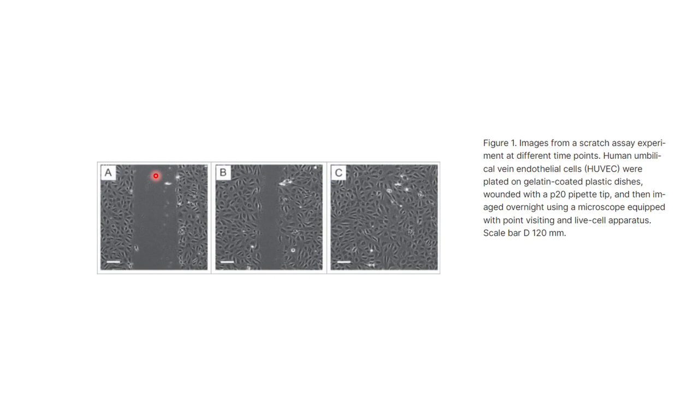So we use a 20 microliter pipette or a 100 microliter pipette tip, and we artificially prepare a scratch on that surface, and we study for the consecutive next 2-3 days how the cells migrate and how the scratch area is closed. So this is the scratch wound assay that we use to study cell migration.